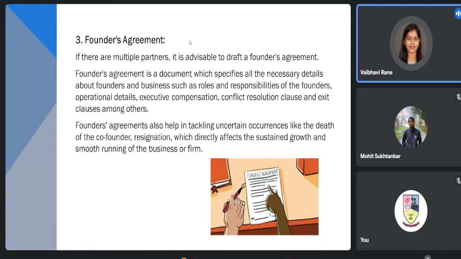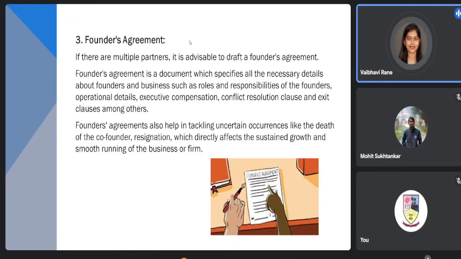Okay, so all these important details, what is going to happen in the future, that is determined by your founders agreement. Founders agreements also help in tackling uncertain occurrences like death of a co-founder, resignation, retirement, which directly affects your growth or the setup of your startup. So for smooth running of your business, your firm, or your startup, you're required to have a founders agreement.